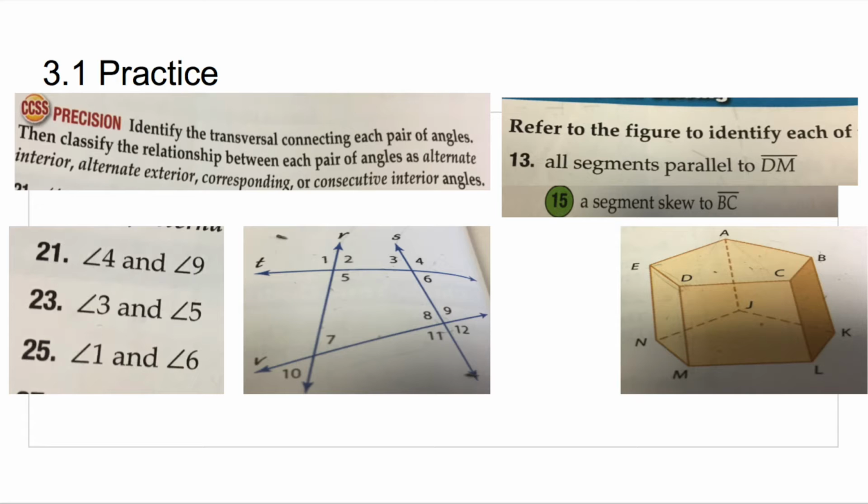3.1 Practice. For number 21, 23, and 25, identify the transversal connecting each pair of angles, then classify the relationship between each pair of angles as alternate interior, alternate exterior, corresponding, or consecutive interior angles. Number 13 and 15 refer to the yellow plane below.